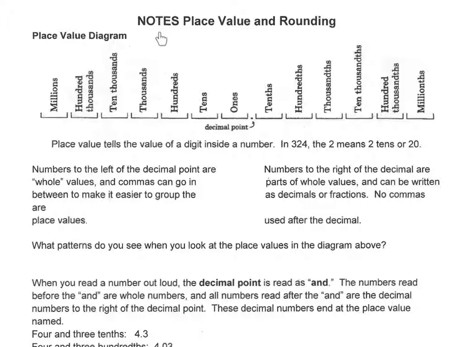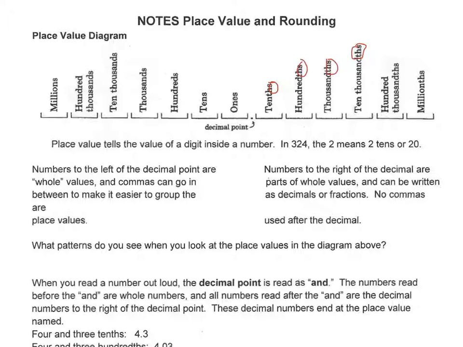For the notes for today, we have the place value diagram. Here's your decimal point. Everything to the left of the decimal point are whole numbers. Everything to the right of the decimal point are parts of whole values. You see that we have tenths, hundredths, thousandths, ten-thousandths, hundred-thousandths, millionths. And what I want you to notice is that for decimals, all of the values end in "ths."